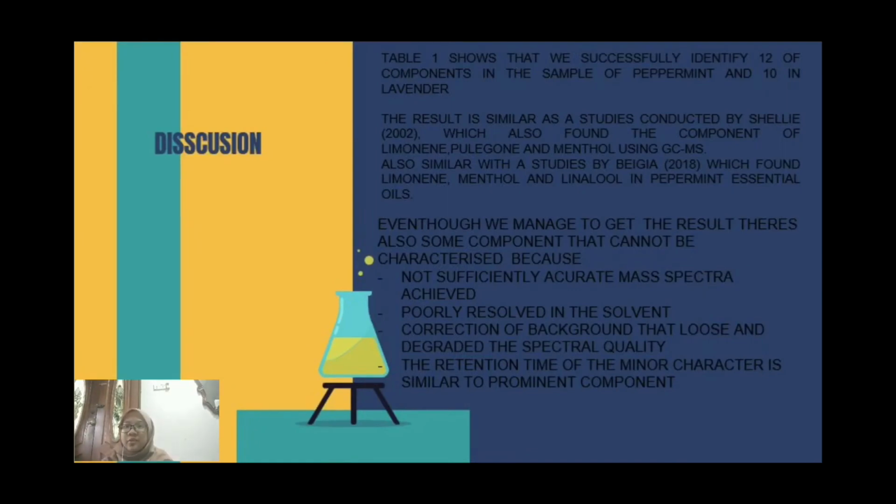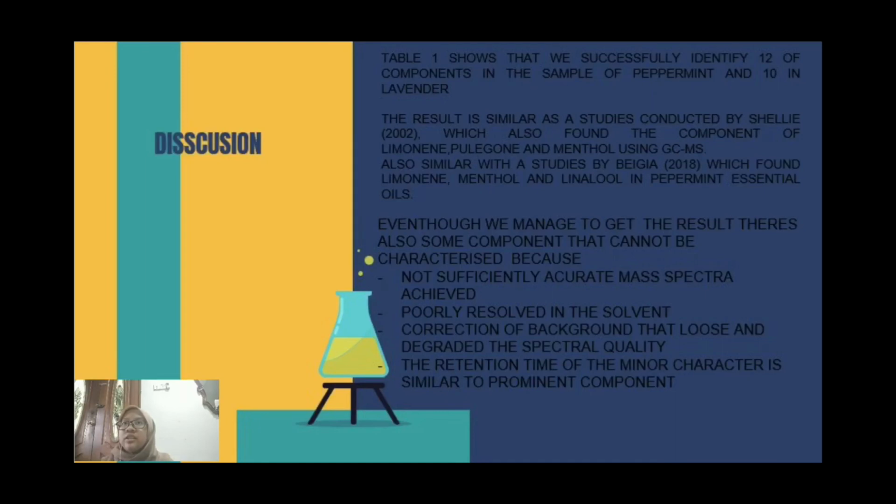Hi, Assalamualaikum. My name is Anis Zulaika binti Alias and I will be presenting the discussion from the experiment. From table 1, it shows that we successfully identified 12 components in the sample of peppermint and 10 in the sample of lavender essential oil.